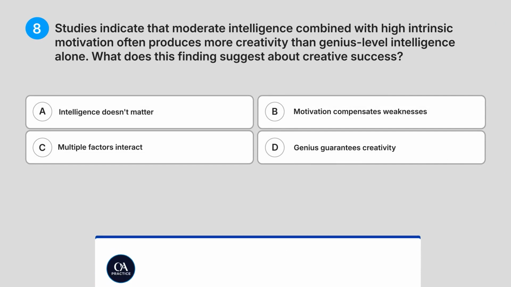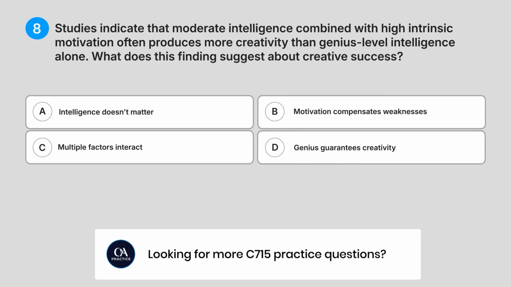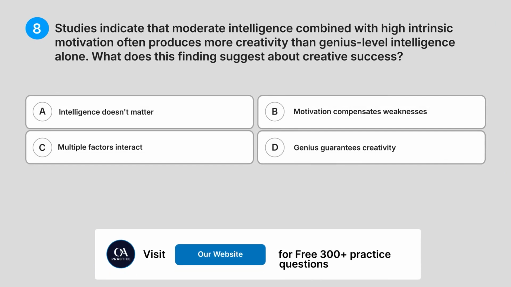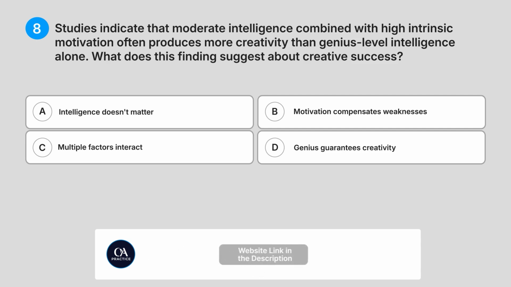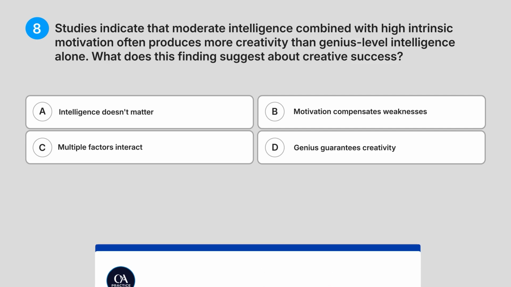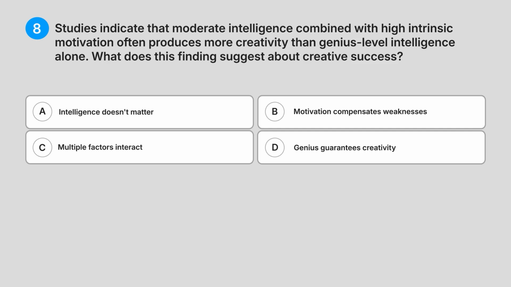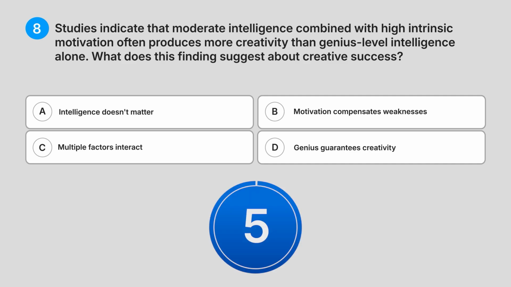8. Studies indicate that moderate intelligence combined with high intrinsic motivation often produces more creativity than genius-level intelligence alone. What does this finding suggest about creative success? A. Intelligence doesn't matter. B. Motivation compensates weaknesses. C. Multiple factors interact. D. Genius guarantees creativity. Do you know the answer?